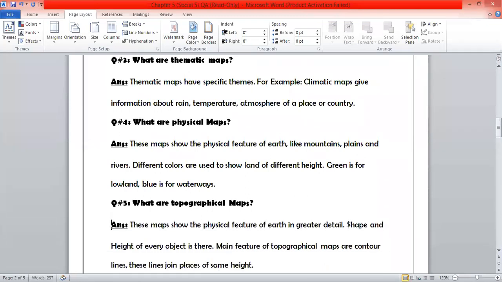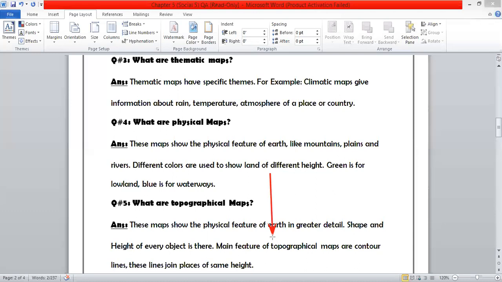So, topographical maps are those maps which show the physical feature of Earth. Physical maps also show the physical feature of Earth, and topographical also show the physical feature. The difference between physical map and the topographical map is that the topographical map shows the physical features of Earth in greater detail. They explain the things very well, like shape and height of every object. They mention the shape and height of everything in topographical, but in the physical they show the things but do not mention these things.